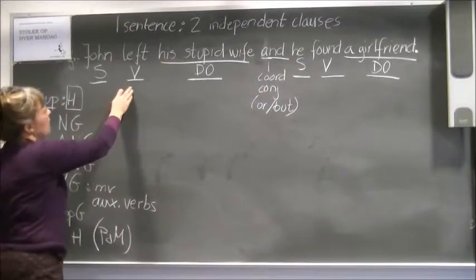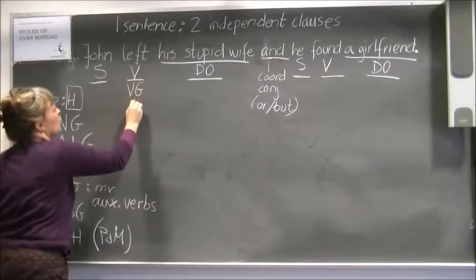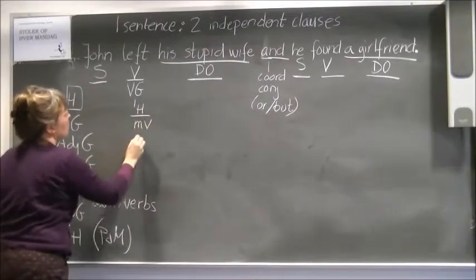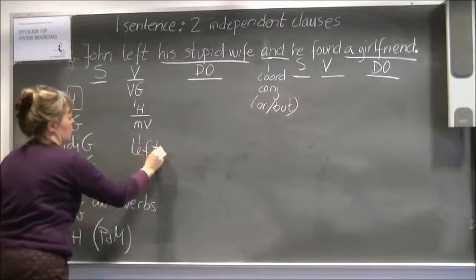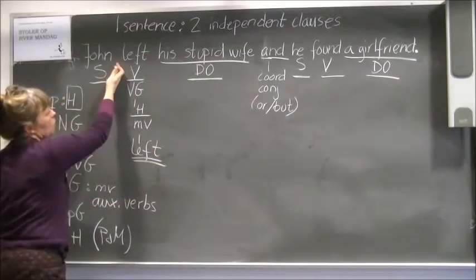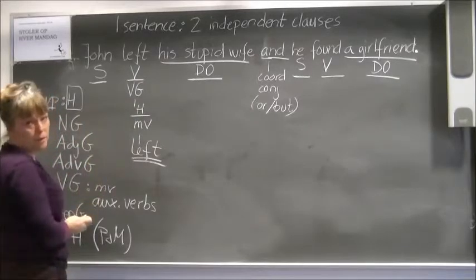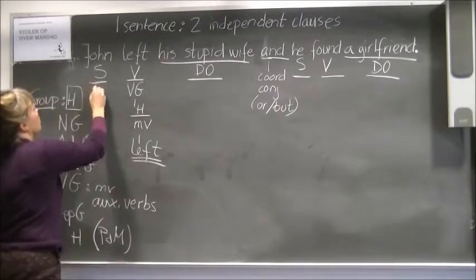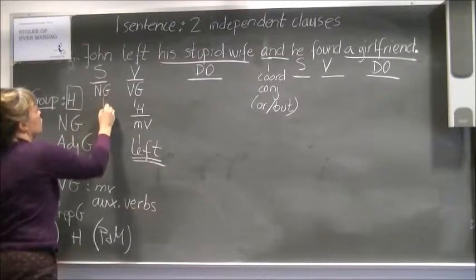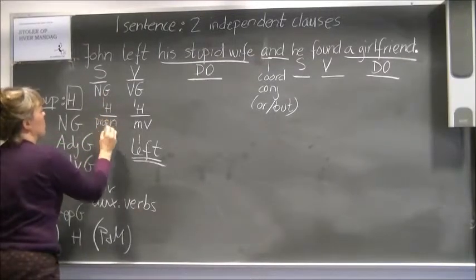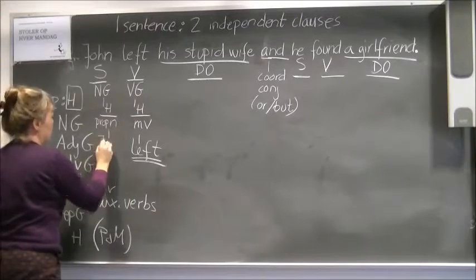So we have "left" is a verb group, because the most important word is the main verb, which is "left". And there is no pre-modifier, but we could have said "John has left", for example, and then there would have been an auxiliary verb. "John", that's a noun group, because the most important word is a noun. It's actually a proper noun. So we write that.